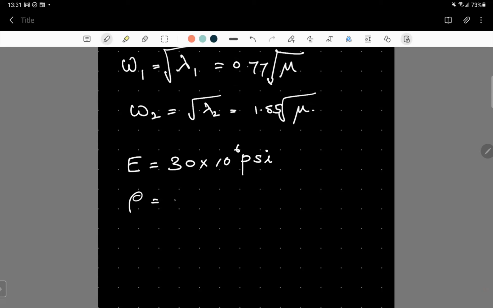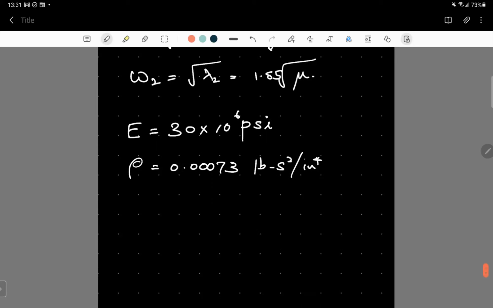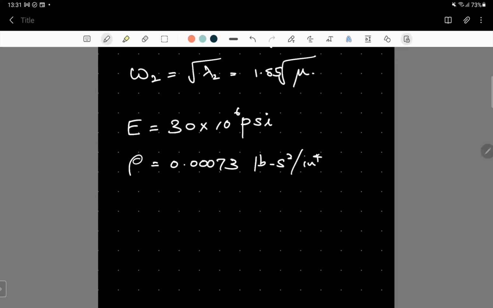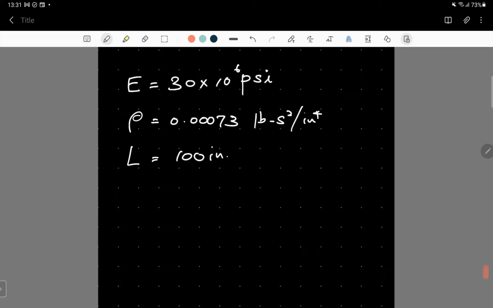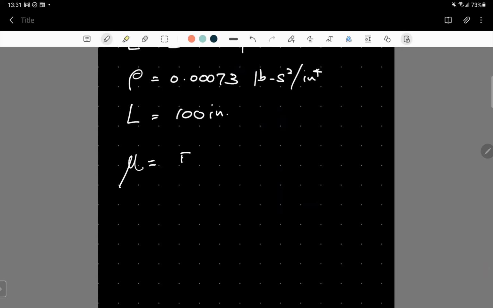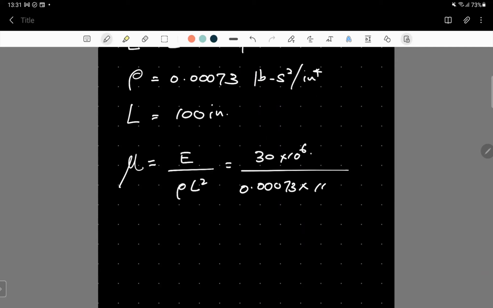and the mass density rho is equal to pounds per second square inch times quadratic, L is equal to 100 inches, we can obtain mu, since it is E divided by rho L squared, 30 times 10 to the power 6 divided by 0.00073 times 100 squared. See, 4.12 10 to the power 6 per second.